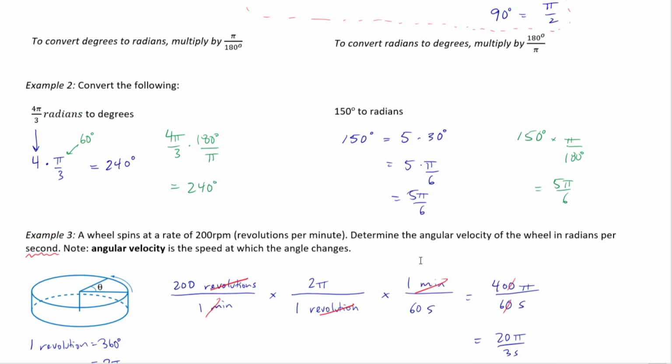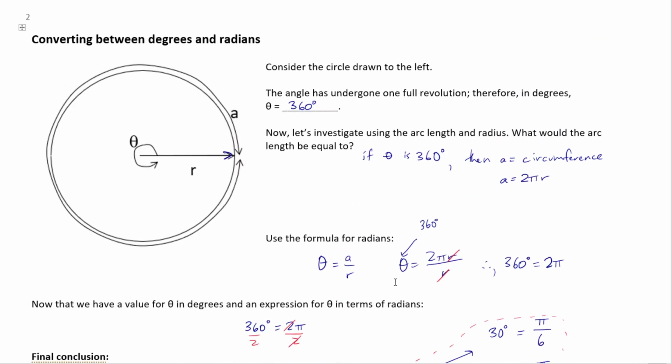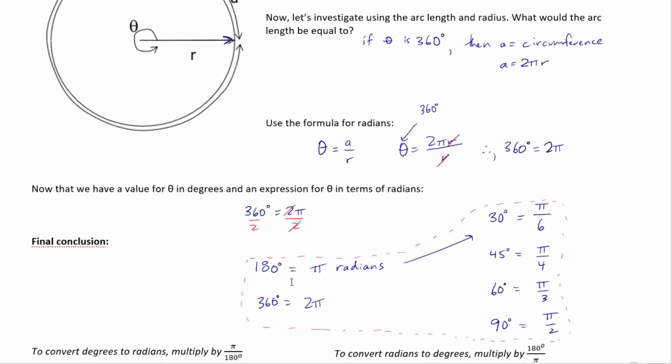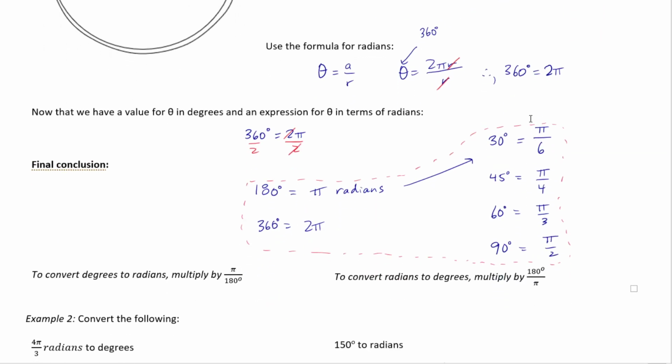Okay, so just to review what was done on this page, we looked at the relationship between degrees and radians, and we ultimately came up with the conclusion that 180 degrees is equal to pi radians, or 360 degrees is equal to 2 pi radians. And then I listed off these very important angles, right? These are very important. You should know these. You're going to be using them again and again throughout this unit and throughout the next unit. And we're going to exclusively be working in radians here.